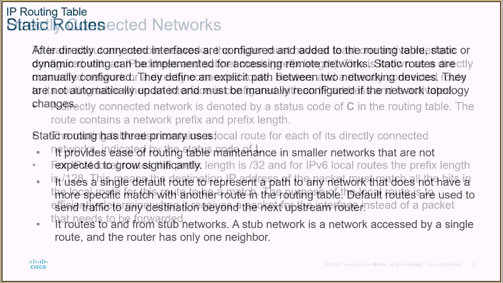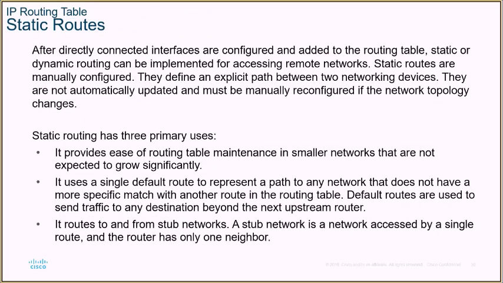All right, so static routes. After the directly connected networks are added to the routing table, static or dynamic routing can be implemented for accessing remote networks. Static routes are manually configured. They define an explicit path between two networking devices. They are not automatically updated and must be manually reconfigured if the network topology changes.